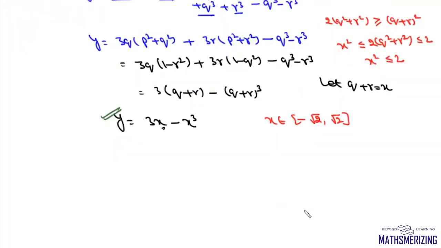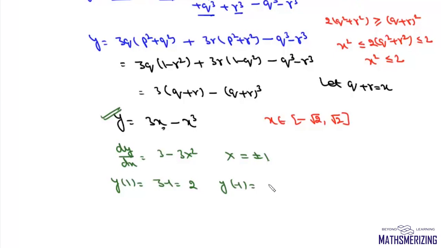Now what we'll do is we'll find dy by dx. dy by dx will be 3 minus 3x square. That is, the value of x will be plus or minus 1. Now if we find the value of y at 1, it will be 3 minus 1, which is 2. Value of y at minus 1 will be minus 3 plus 1, which is minus 2.